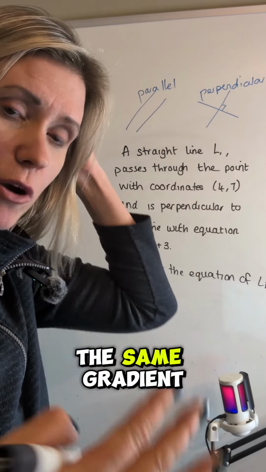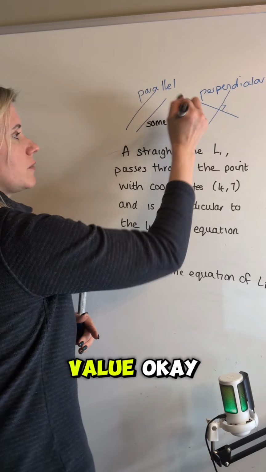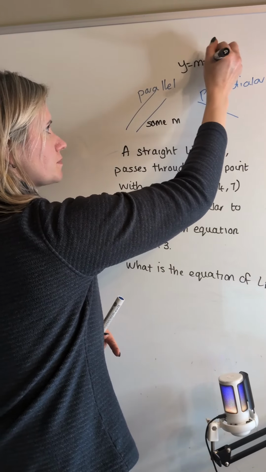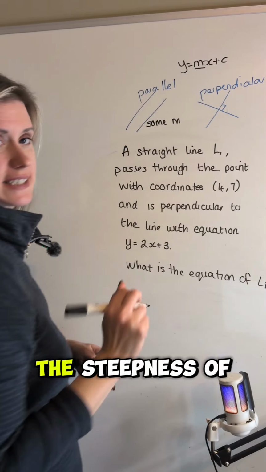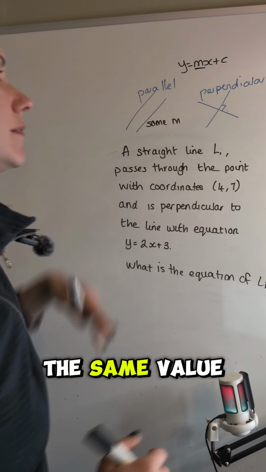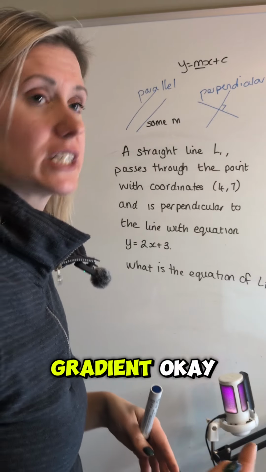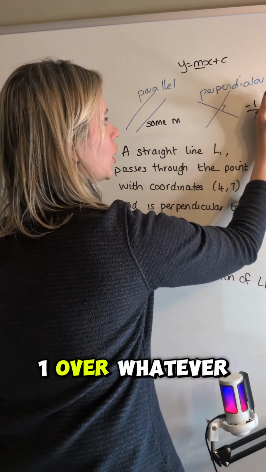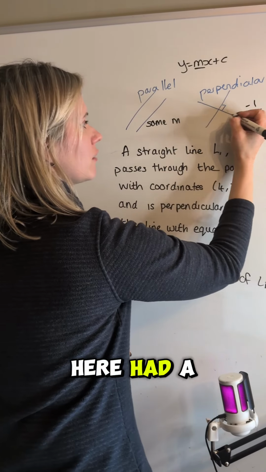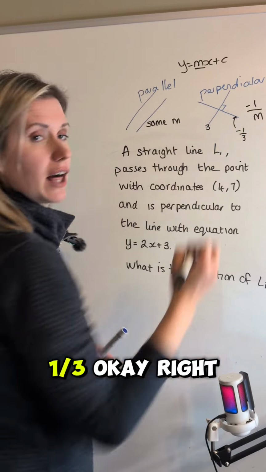Parallel lines have the same gradient, the same steepness, so they have the same m value. m is your gradient in y equals mx plus c. m tells you the steepness of the line. So if they're parallel, they've got the same gradient, the same value for m, but a perpendicular line has the negative reciprocal of the gradient. So it's -1 over whatever the other gradient is. For example, if this line had a gradient of 3, this one would have a gradient of -1/3.